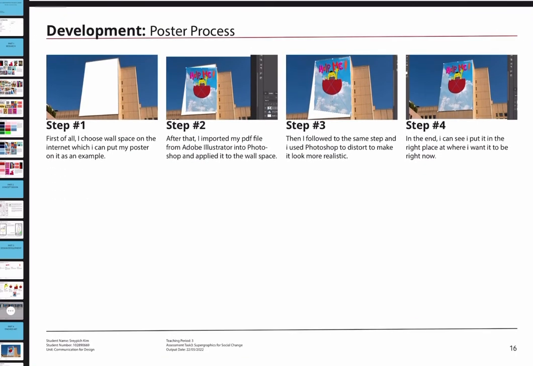First of all, I choose a WordPress site on the internet, where I can put my poster as an example. After that, I import my PDF file from Adobe Illustrator into Photoshop and apply it to the WordPress image. Then I follow the same step and use Photoshop to distort it to make it look more realistic. In the end, I can see I put it in the right place where I want it to be.